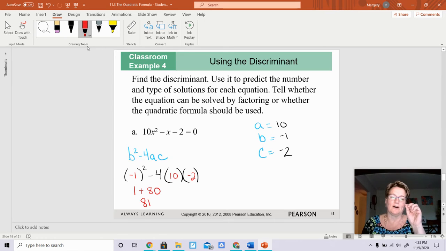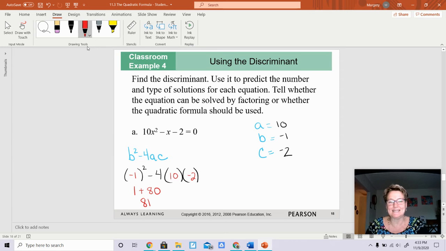Now, first of all, that is a number that's larger than 0. It's a positive number. It's also a perfect square root. So that will give you two real solutions. And you can also solve this equation by using factoring. You can always use the quadratic formula for everything. Okay, so that's that one.